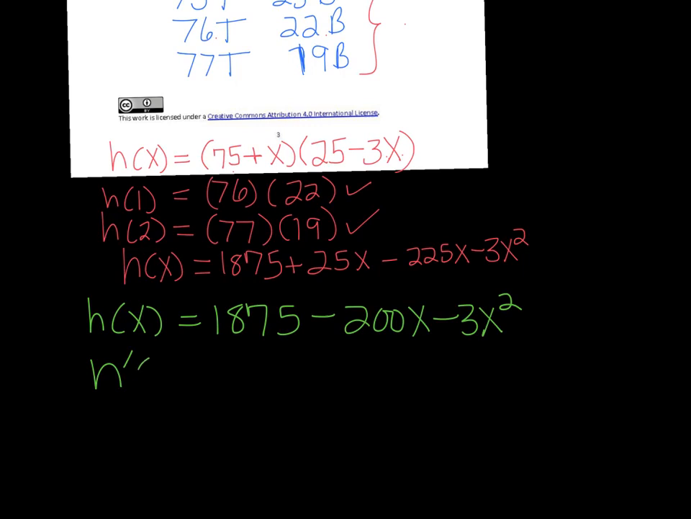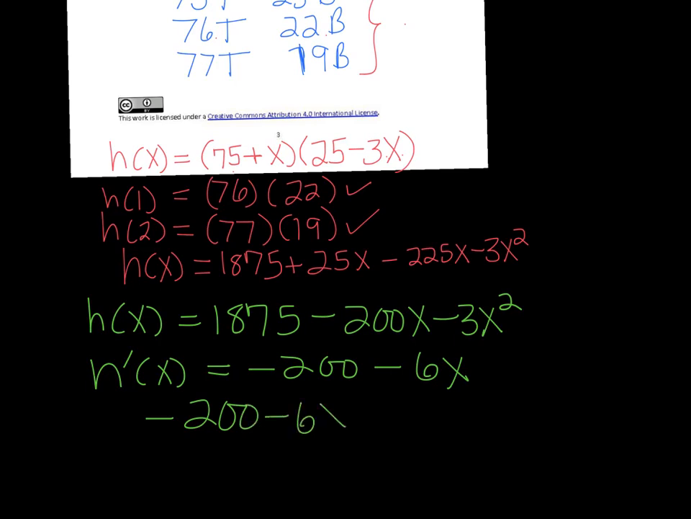Taking the derivative of it, we get negative 200 minus 6x. Set that equal to 0. This is finding your critical point. And solving, we get that x is equal to negative 33.3.